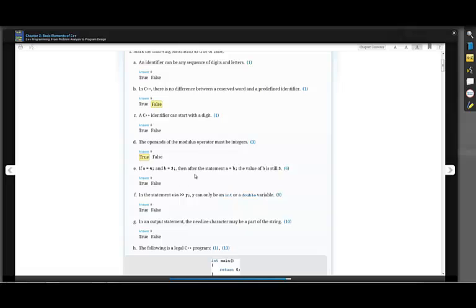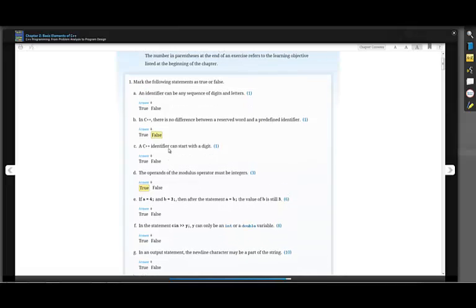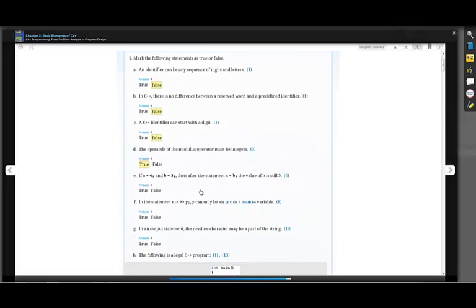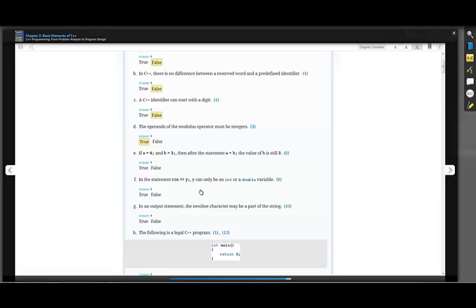I never did this online class with the book before. Let me try this. So the first one is false, the second one is false. Third one, E: if A is 4 and B is 3, after the statement A equals B, the value of B is still 3. In the statement you just saw, it says B is still 3. That is true. Once you set A equal to B, B is still 3. B still remains in memory, so this answer is true.